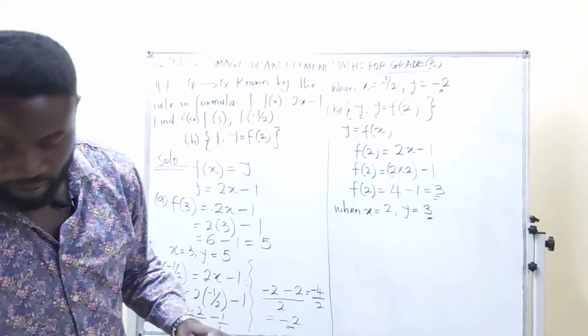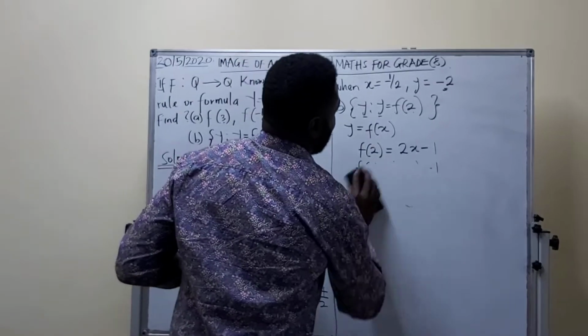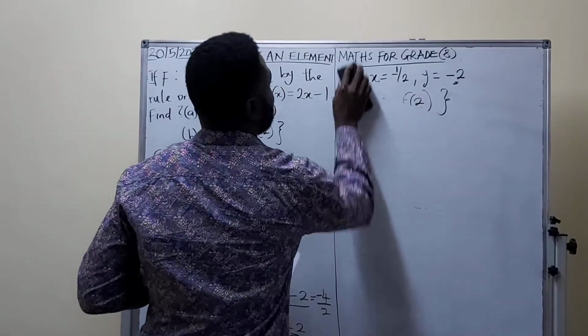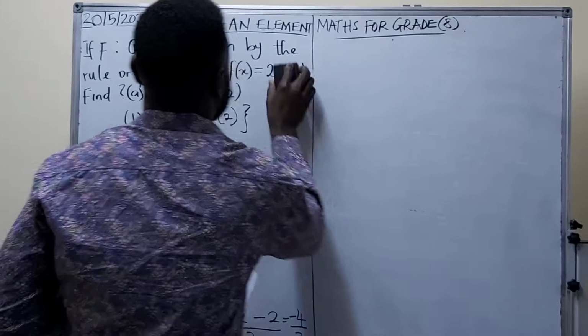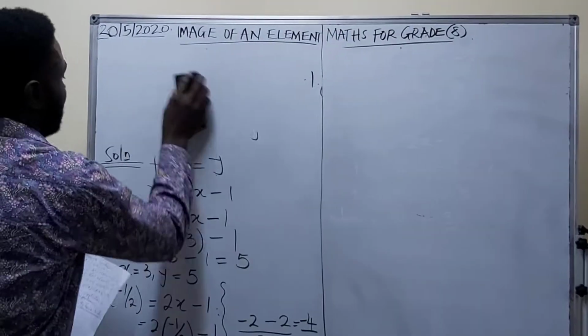So, we are done with this, so we'll move to further examples on the image of an element, okay, without wasting much of the time. So, I have this other example here.